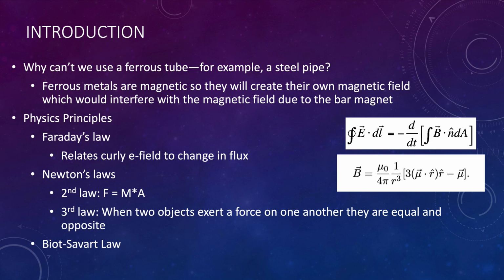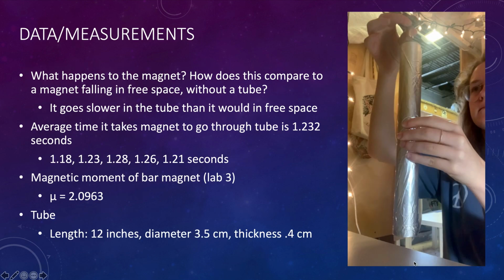So the physics principles used in this lab were Faraday's law, Newton's laws, and the Biot-Savart law. So Faraday's law relates the curly E field to the change in flux, and that's what's right here. And then we use Newton's second law, which is force equals mass times acceleration, and then Newton's third law, which is about how when two objects exert a force on one another, they are equal in magnitude and opposite in direction. And then we use the Biot-Savart law, which is also right here.